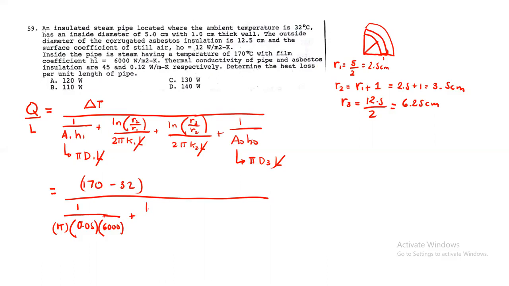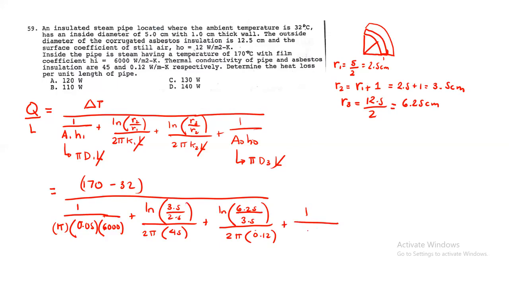Then plus ln ng R2. So 3.5 divided by 2.5, divided by 2 pi times K1 natin. Ang K ng unang insulation natin is 45. So K1 natin. Plus ln ng R3. So 6.25 divided by R2 na 3.5. 2 pi times K2 natin is 0.12, plus 1 over pi times diameter ng 3 natin, so 12.5, times HO or outside surface coefficient is 12. So ito, makuha natin lahat. Makuha natin yung sagot.